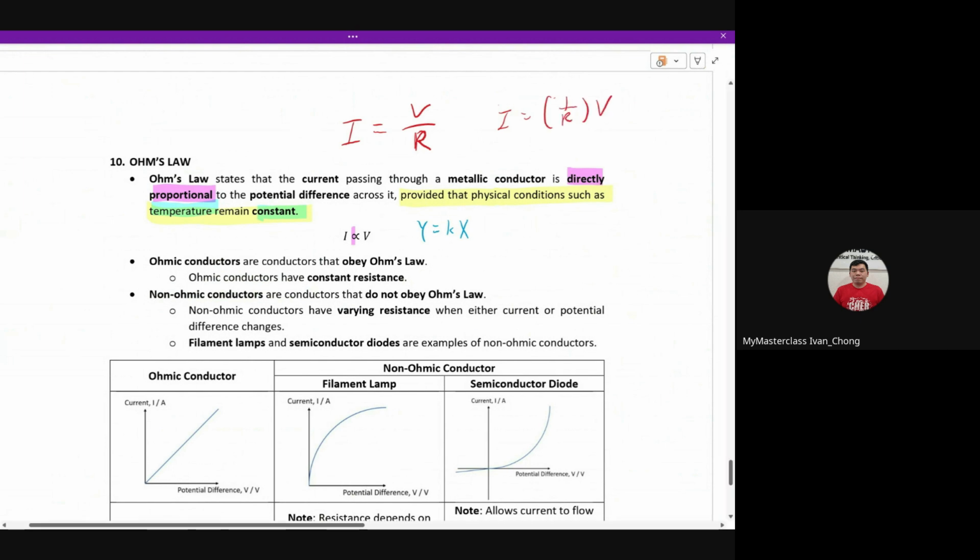Okay? So what this Ohm's law means is that 1 over R is constant, so R is constant. Okay, understand? So basically, if you obey Ohm's law, you have constant resistance. That's all it's trying to say. As long as you obey Ohm's law, you have constant resistance. If you do not obey Ohm's law, you have changing resistance. So if my current increases or my voltage increases, then my resistance will be affected.